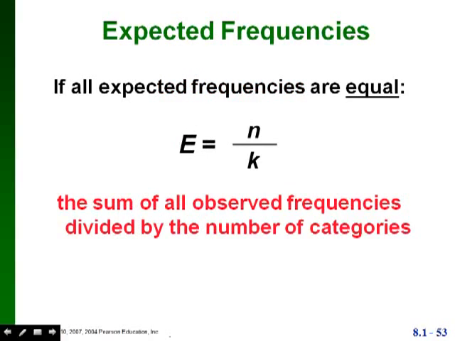Now we can have two different situations. Sometimes the distribution that we're trying to fit to is where all of the expected frequencies are equal. So to find the expected frequency for each category in that case, we would just take the total number of trials and divide by the number of categories. So n is going to be the number of trials or the sample size, and k is the number of categories.